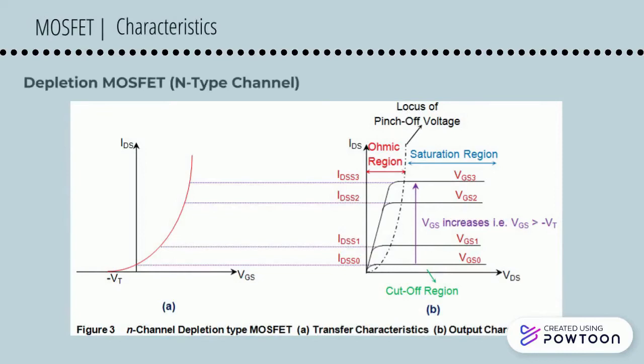At this point, IDS will get saturated to a particular level IDSS, which is the saturation region of operation, and which increases with an increase in VGS. Further, the locus of the pinch-off voltage also shows that VP increases with an increase in VGS. However, it is to be noted that if one needs to operate this device in cut-off state, then it is required to make VGS negative, and once it becomes equal to negative VT, the conduction through the device stops as it gets deprived of its N-type channel.